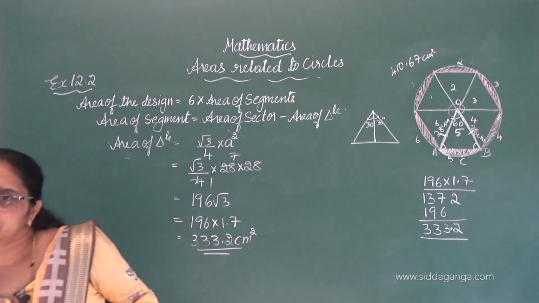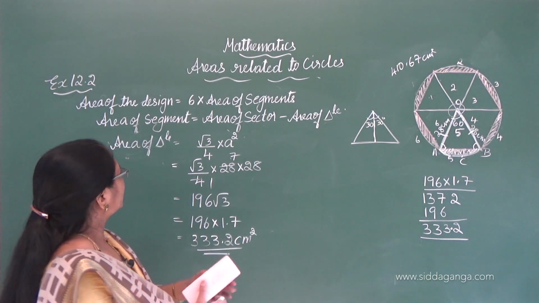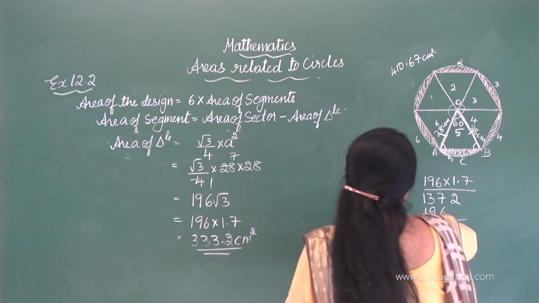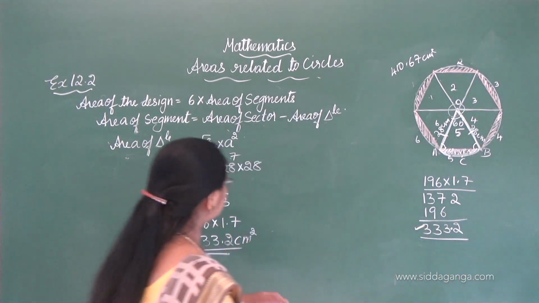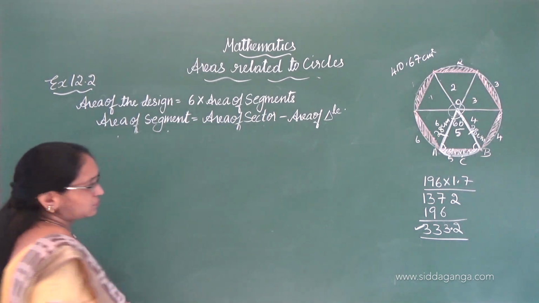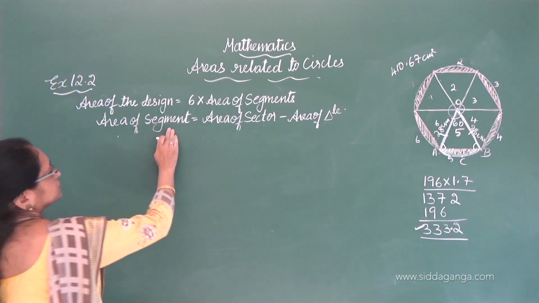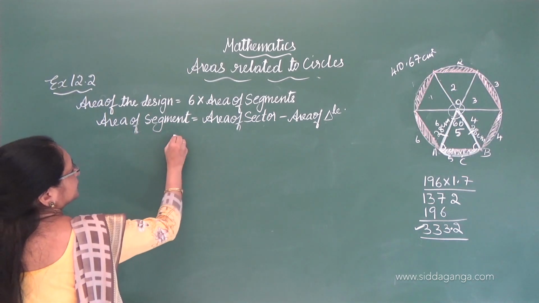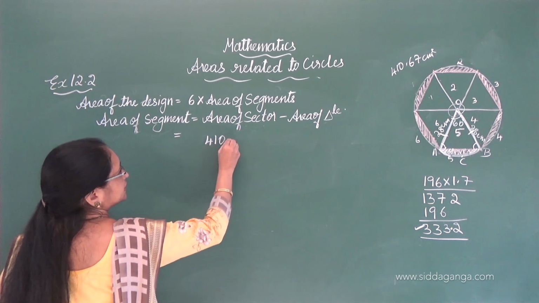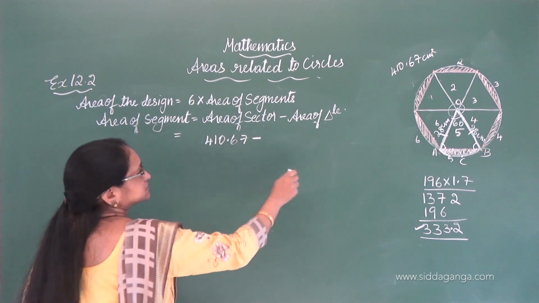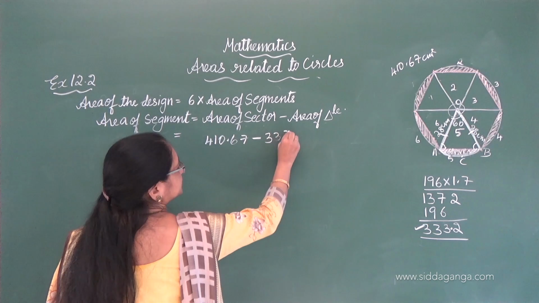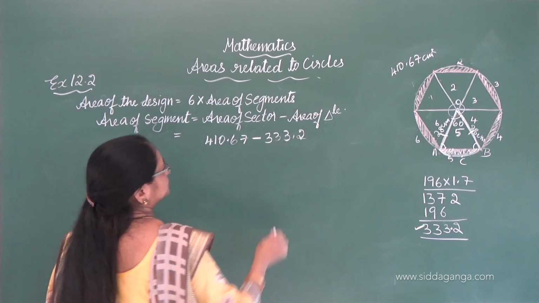Now next step, you all know what we have to do to find the area of the segment. So 333.2, I am going to write this here. Okay, now the next step, see here. Area of the segment is equal to sector minus triangle. Sector is how much? 410.67 minus, I have written here for you, 333.2.